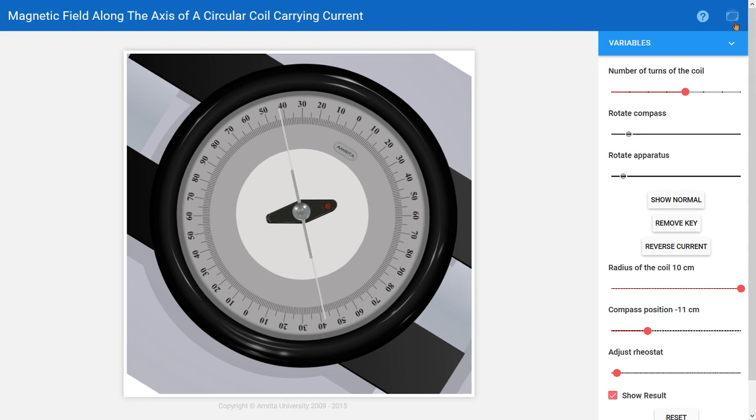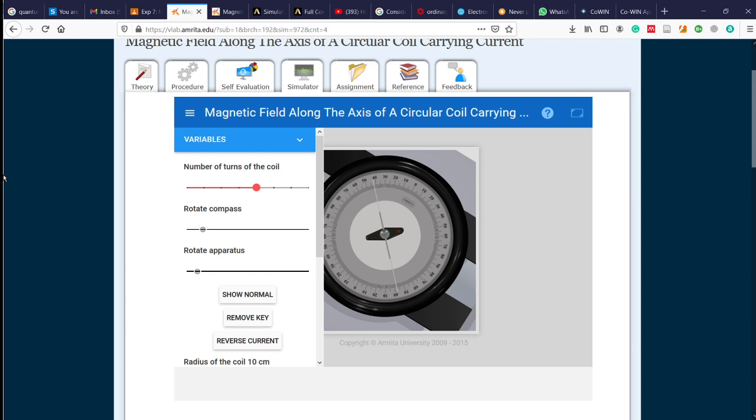So coming back to the Excel sheet, we have to write it down. Here we are writing down the values for the observation.